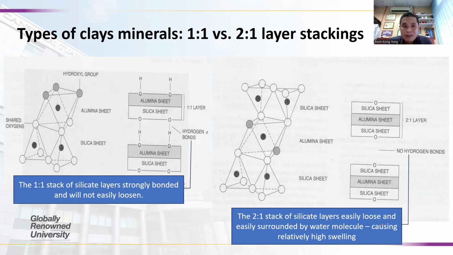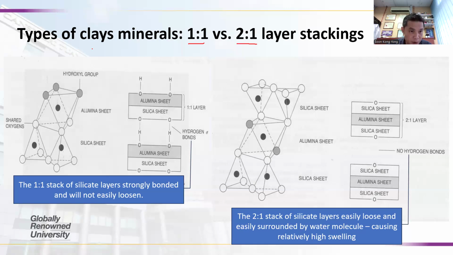Now, earlier I told you that some clays can absorb more nutrients, some clays are not. The reason is because of this. Because clay minerals, there are many types. But in general, they can be categorized into these two types of clay, which is the 1-1 layer versus the 2-1 layer stacking.